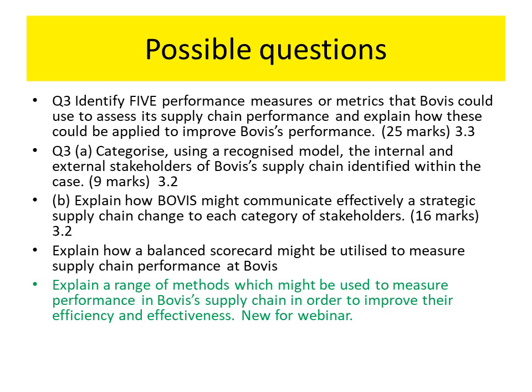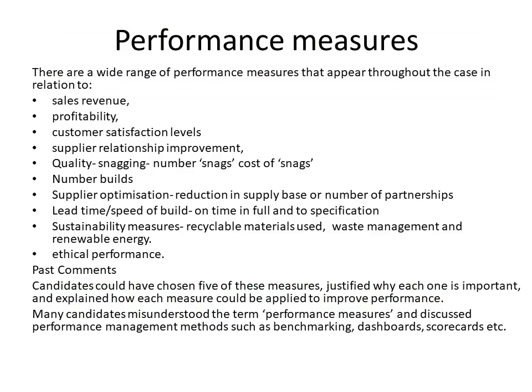describe the stakeholders, explain how they would communicate with them, explain how you might use a balanced scorecard, and a range of methods to measure performance in Bovis to improve efficiencies. Have a look at those. I've put together some measures that you might want to suggest, from sales revenue, number of builds, sustainability, ethical. So I've got 1, 2, 3, 4, 5, 6, 7, 8, 9, 10. There are more, but I've got 10 obvious ones there.